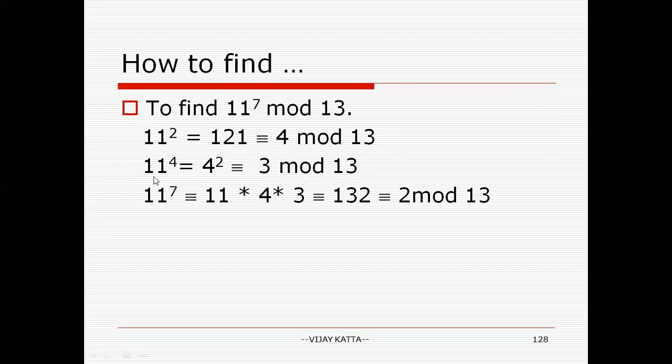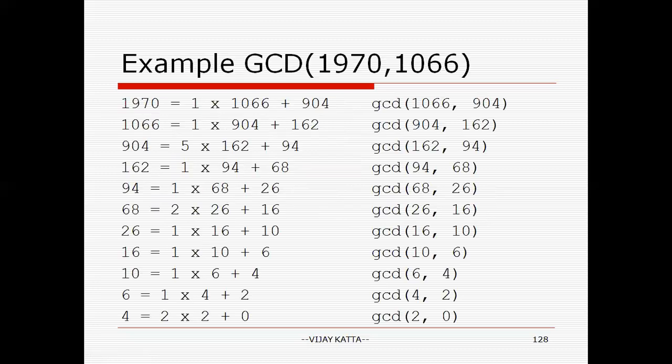Now suppose I have to calculate 11 power 8. Rather than calculating 11 into 11 again, I will take this value 3 square mod 13. This pattern we can use to solve large equations. Now because I have to calculate 11 power 7, that is nothing but 11 into 11 square into 11 power 4. So 11 into 4 into 3, which is nothing but 132 mod 13, and 132 mod 13 is nothing but 2 mod 13. So in this pattern we can solve the large equation also.